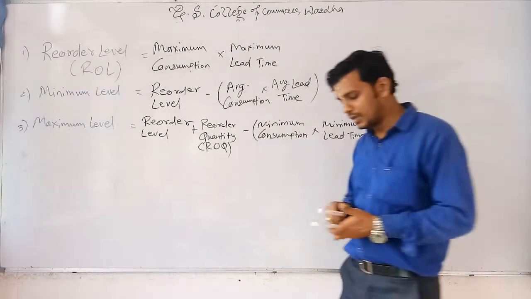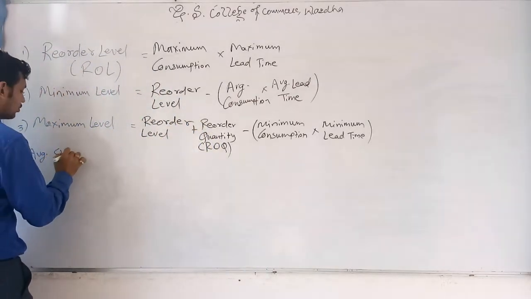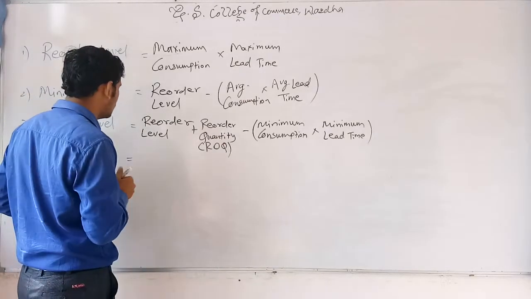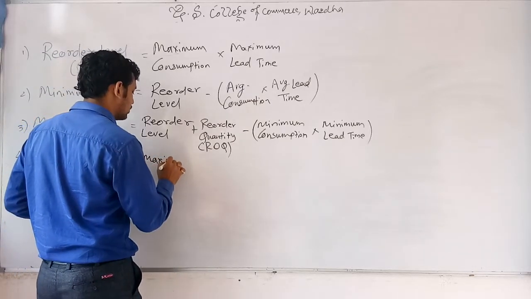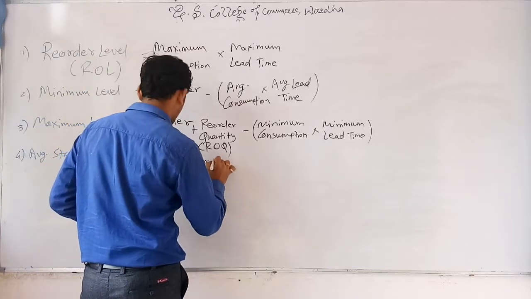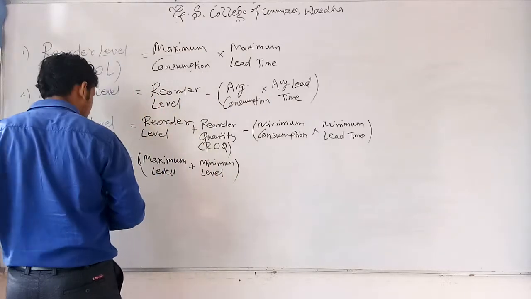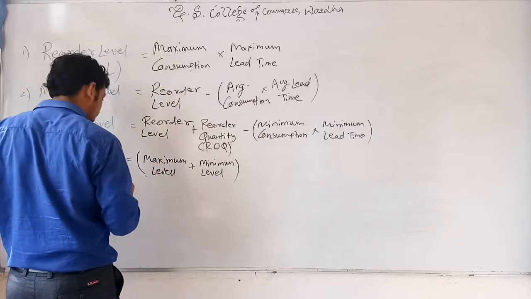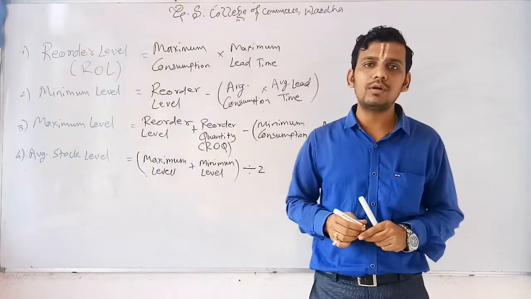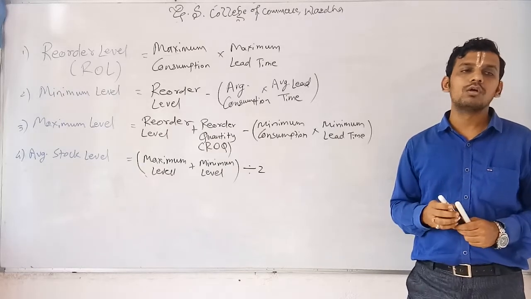Then the next formula would be average stock level. Average stock level is equal to maximum level plus minimum level divided by 2. The simple formula for calculating average stock level is maximum level of stock plus minimum level of stock divided by 2.